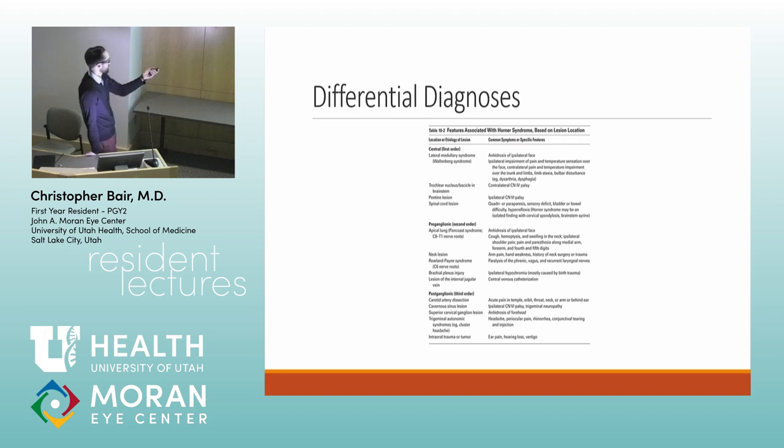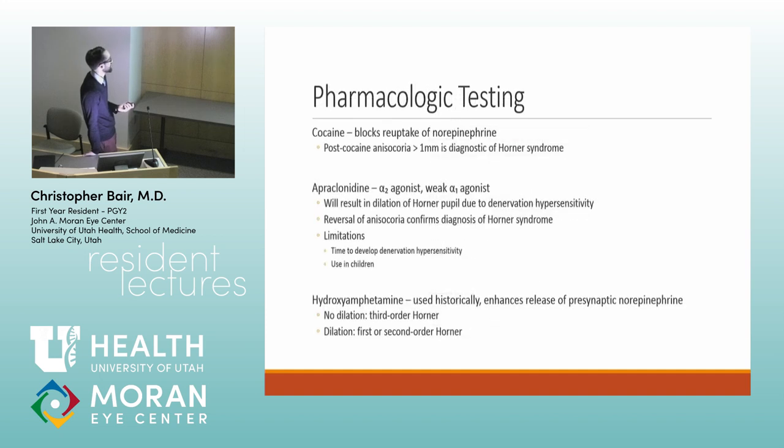The one that we always remember is the Pancoast tumor. If you have an apical lung tumor, that can certainly cause it. And then third order problems can certainly be listed right there. Carotid artery dissection is one that we don't want to miss.